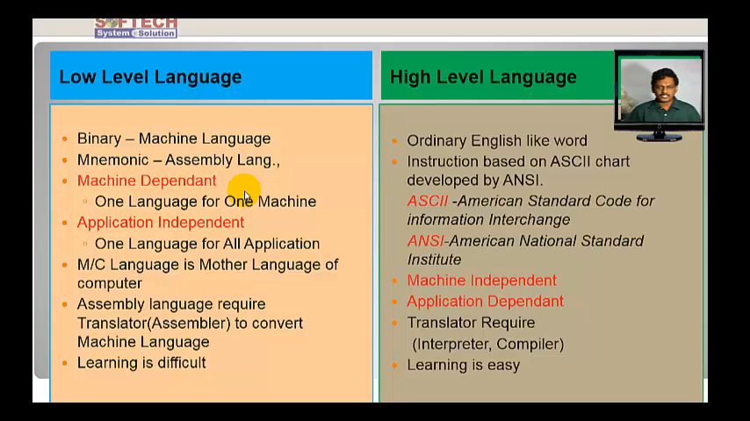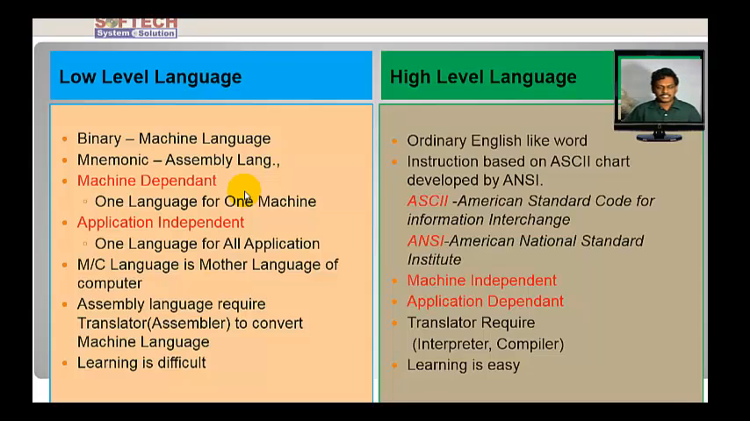Then another point, application independent, is not a demerit. It's a merit, because if we learn one language, we can write all kinds of applications. So this is a merit, but machine dependent is a demerit. One major demerit of low-level languages is that they are machine dependent.